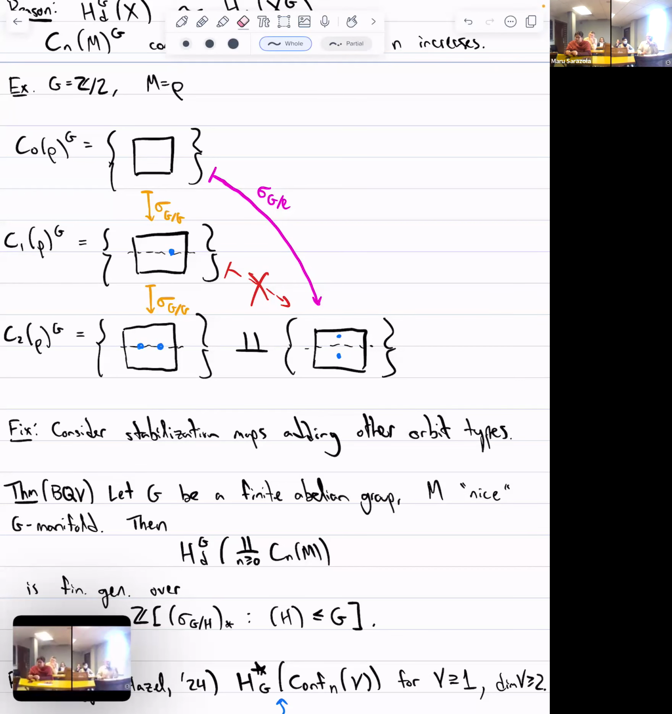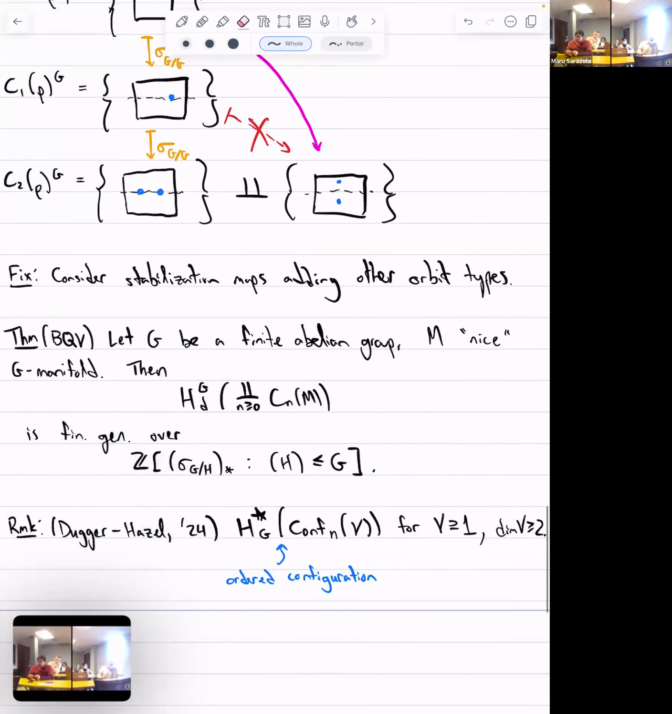And can I ask with the Dugger and Hazel thing, so they're doing cohomology, and there I think probably you have a different stabilization map which goes in the opposite direction where you forget a point, right? And I wondered if in your situation it might be easier to forget points like that than to adjoin points, which you have to do in an equivariant fashion. Also, I was wondering in their work, what is the group G? Often in their work, they're considering just the cyclic group of order 2 or cyclic groups. Do you know what their group is?